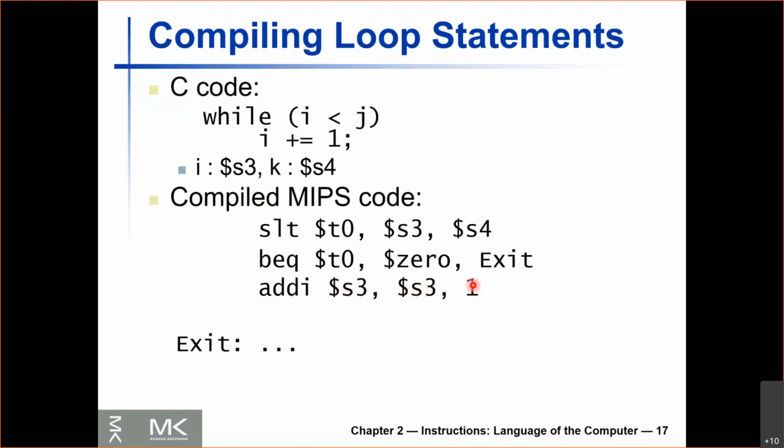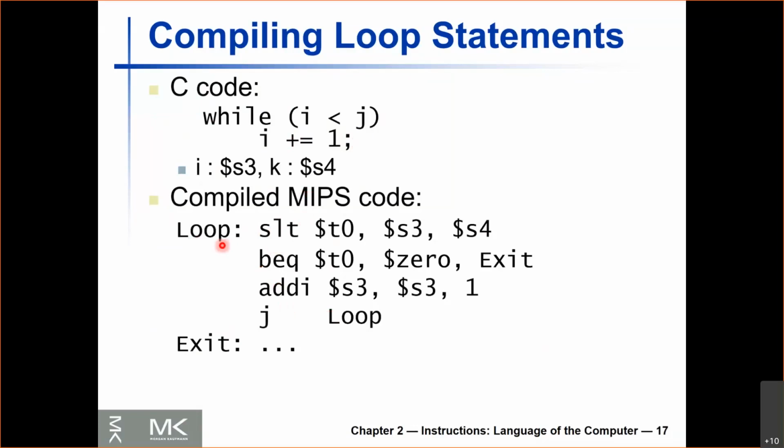Okay. Now that I'm done with i plus equals 1, what do I need to do? Right, I need to go back to the beginning of the loop. I need to go back to my loop condition. So which instruction do I need to go back to? Right, I need to go back to set on less than. So what I'm going to do is put a label on set on less than. I'm going to label it loop. And then after I'm done with my i equals i plus 1, I'm going to jump to the loop label.